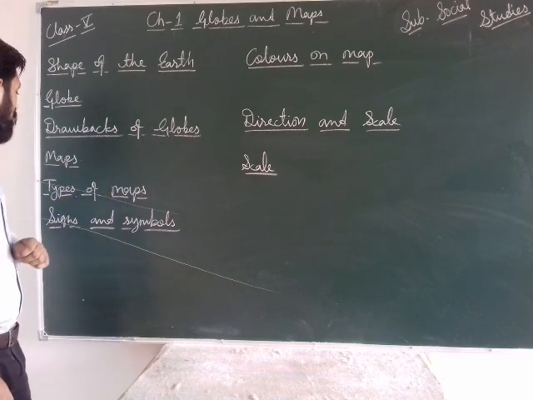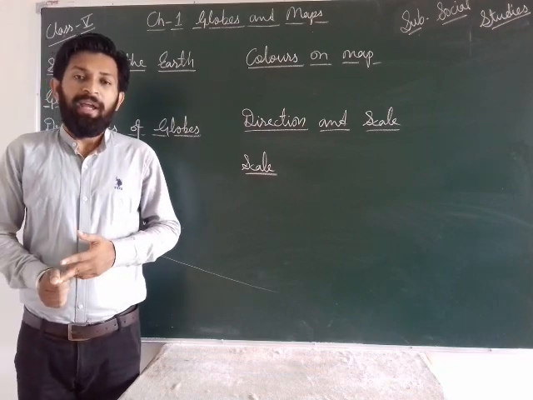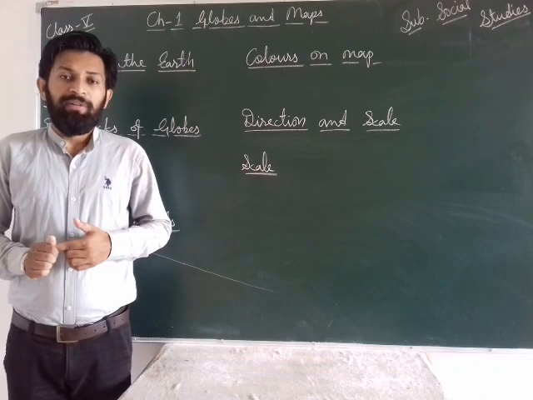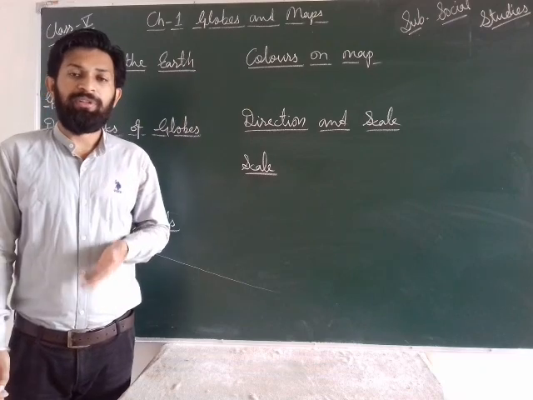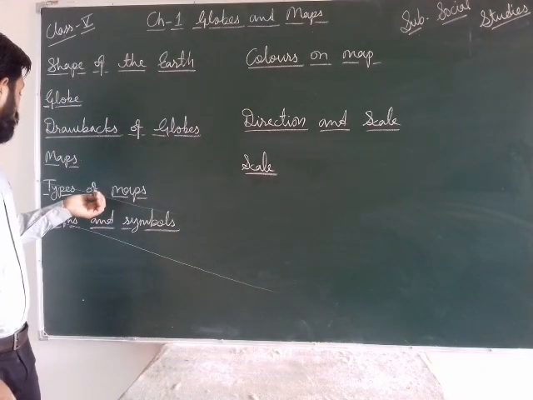If we talk about types of maps, many types of maps are there, like political maps, physical maps, and many other types of maps. On a political map you can show the political boundaries of a place, like district boundaries, state boundaries and country boundaries, and other types of maps are also there.